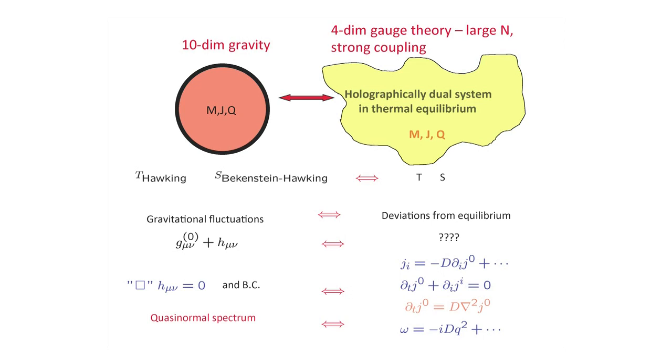So look at the left side of this slide. You have some black hole or black brane characterized by these conserved charges, and it has Hawking temperature and Bekenstein-Hawking entropy. Now suppose you perturb the black hole. The original metric is perturbed by this little h mu, and using Einstein's equations, you can write down precise equations which describe these fluctuations h mu together with the appropriate boundary conditions.